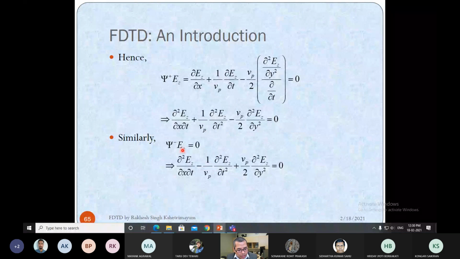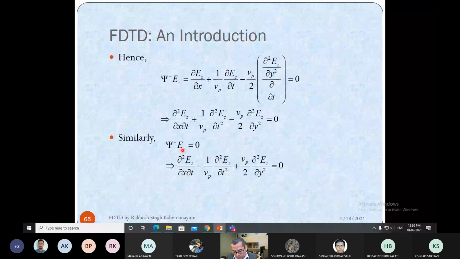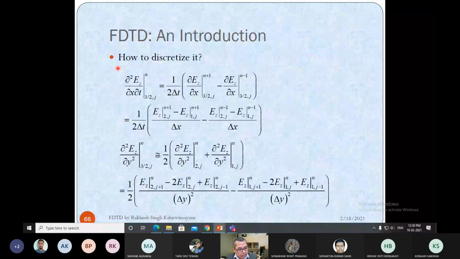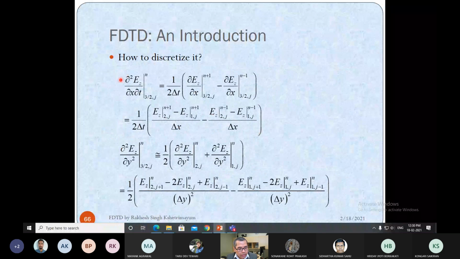How do I do the discretization in FDTD? See, you have terms like del square Ez by del x del t, and you also have terms like del square Ez by del t square, del square Ez by del y square. These terms are there. So let us try to do the discretization for del square Ez by del x del t first.